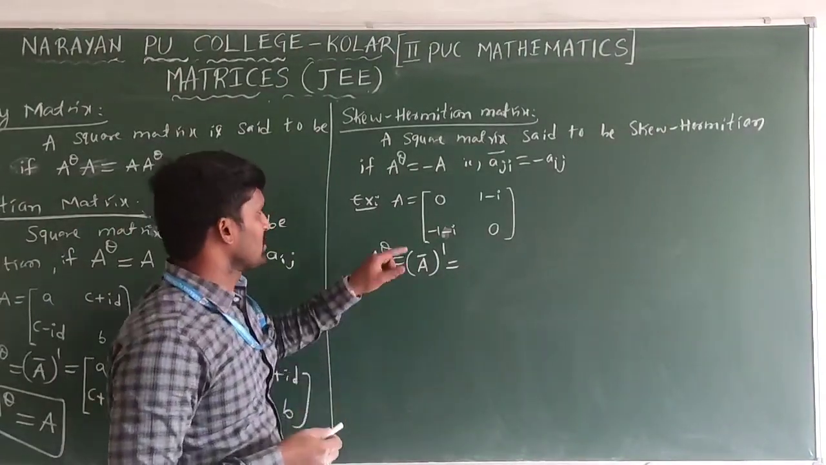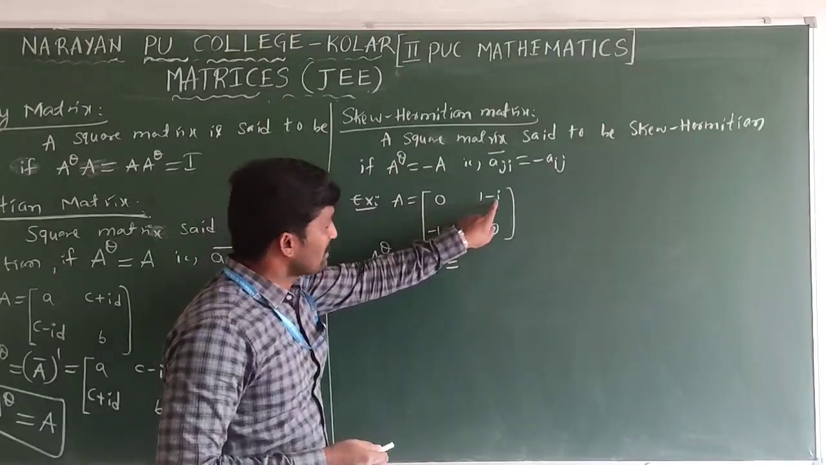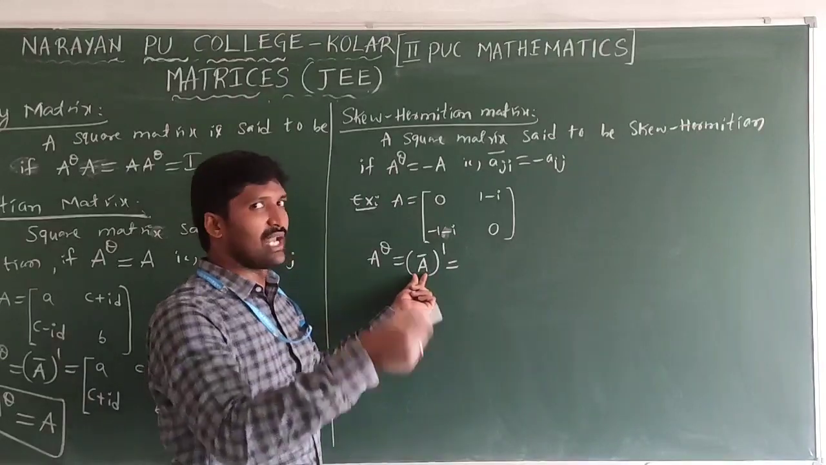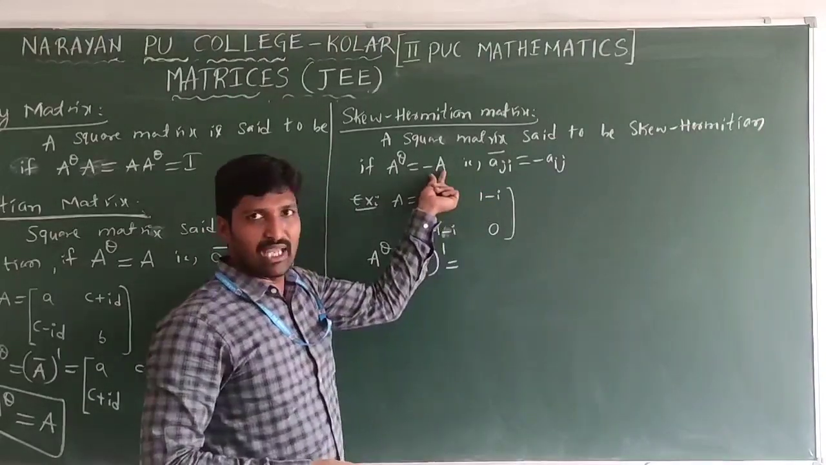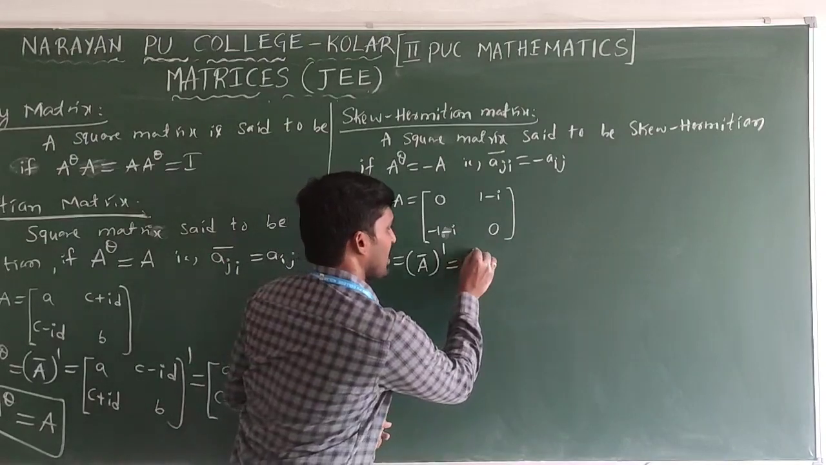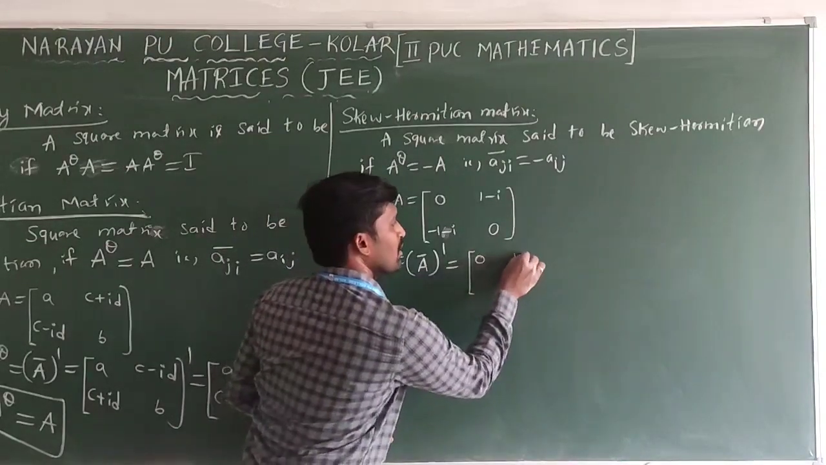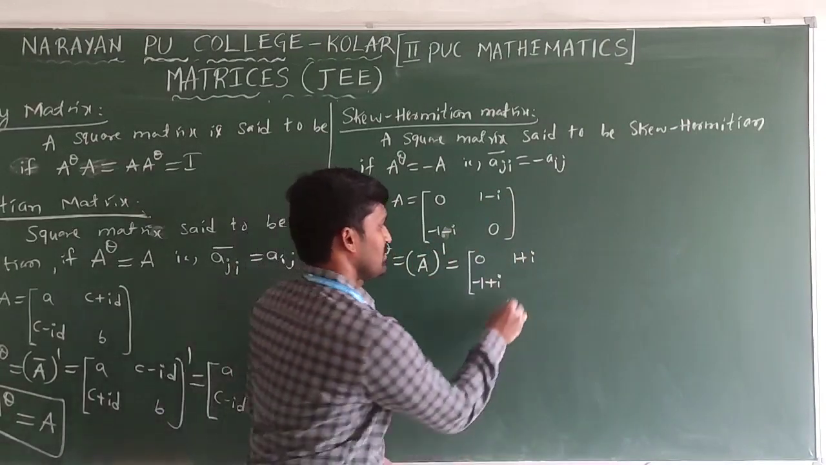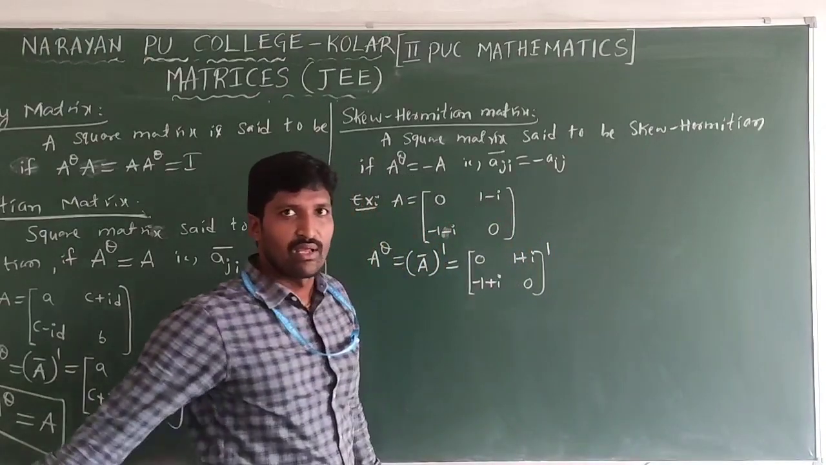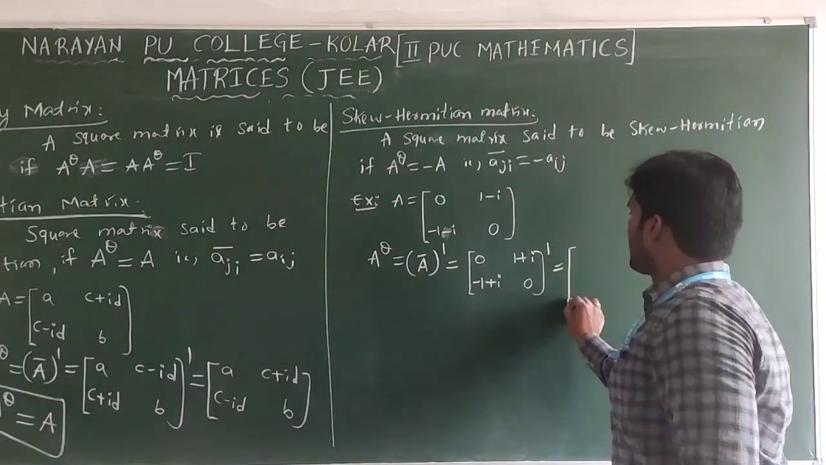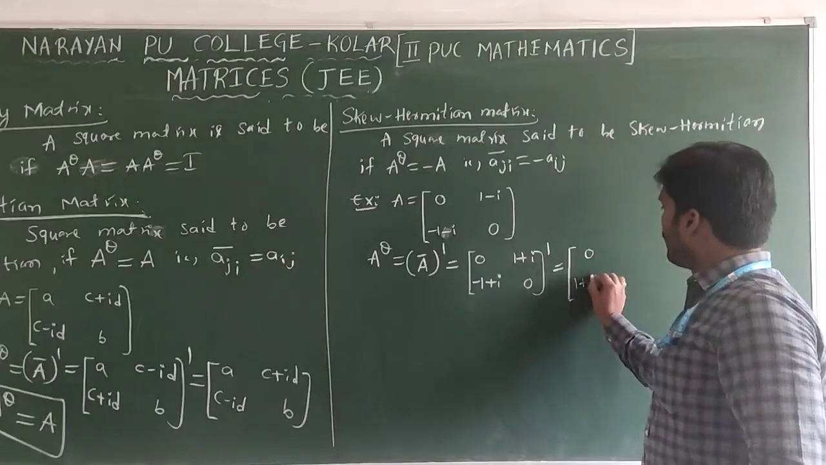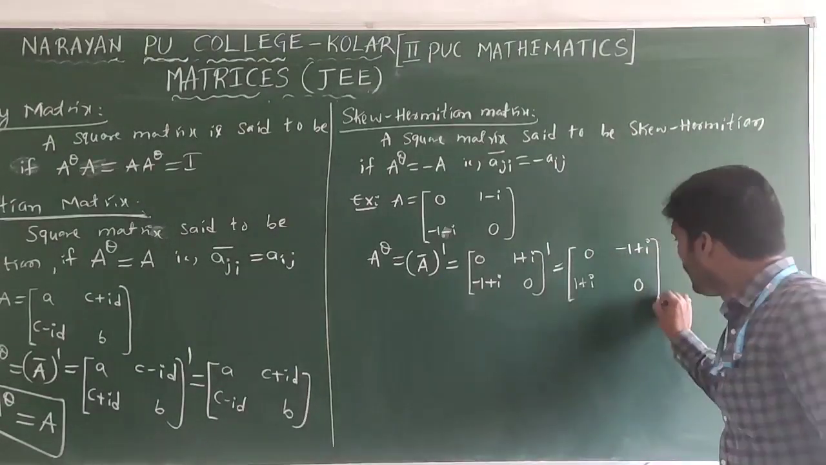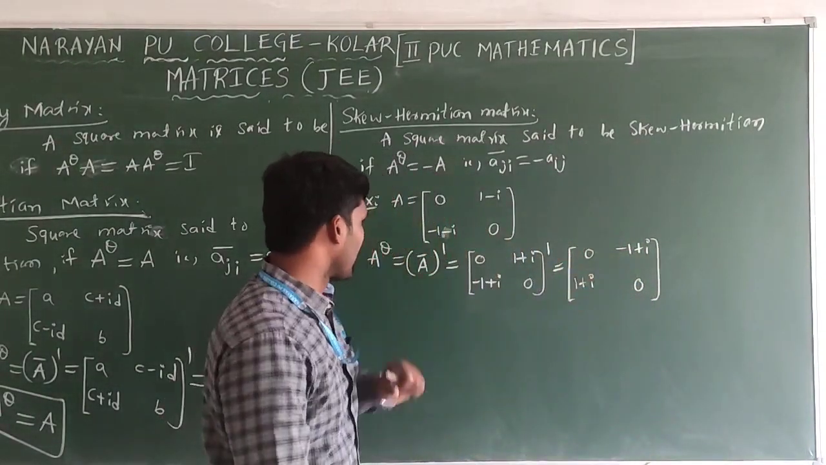Okay, small correction here. A matrix: take 0, 1 minus i. Here take minus 1 minus i. Because we need to take A bar whole dash, we need to get minus A bar, the A matrix. Now first apply A bar, meaning conjugate: 0, 1 plus i, minus 1 plus i, 0, whole dash. Now apply transpose for this, what will you get? 0, 1 plus i, minus 1 plus i, 0.